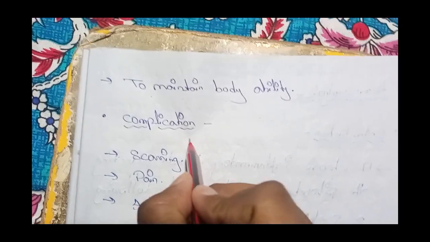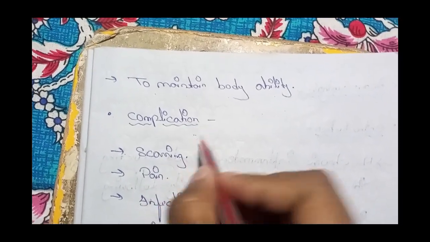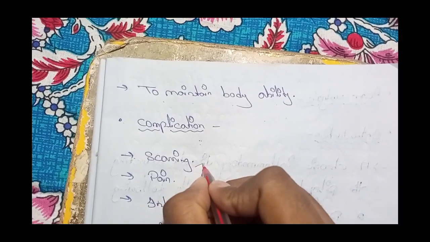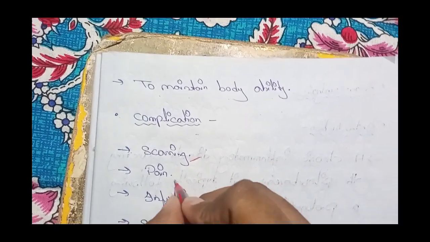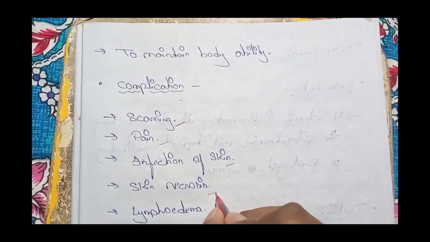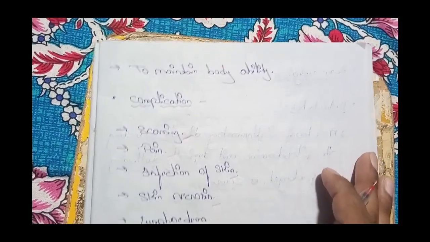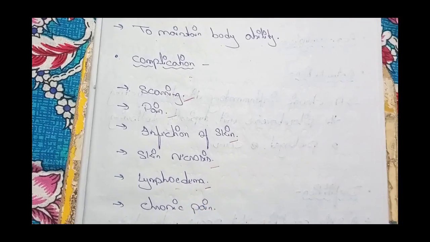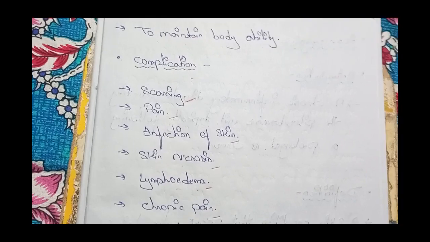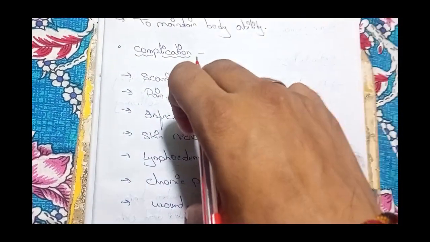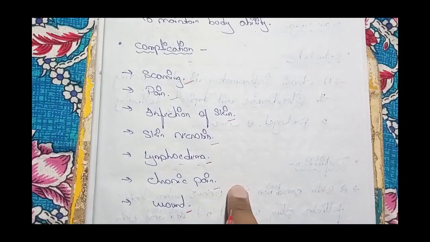Our last is complications, means how it is happening. First scarring, then pain, infection of the skin, neuritis, lymphoedema, chronic pain, then wound. This is the main chart for the spreading of the skin cancer.